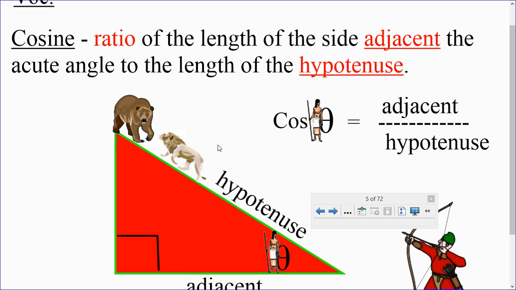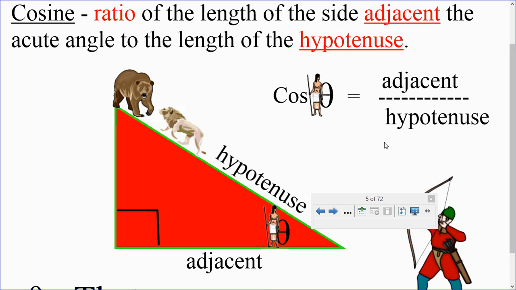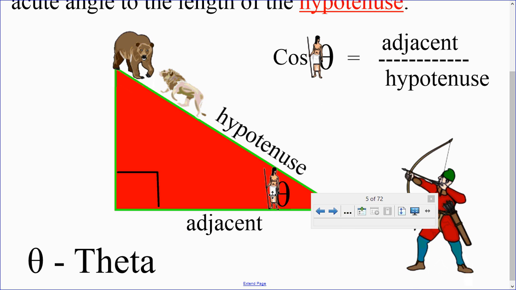Cosine is another way of looking for the horse. It's the ratio of the length of the side adjacent, and adjacent means next to, the acute angle to the length of the hypotenuse. So cosine of theta is equal to adjacent over hypotenuse. That's our ratio. And here we have SOHCAHTOA again at the bottom of the mountain. Adjacent means next to, so right next to him would be this side right here, that's adjacent. The hypotenuse is still the hypotenuse. Remember, it has the most dangerous animals up there, and it's across from the right angle, so it's always pointing to it.